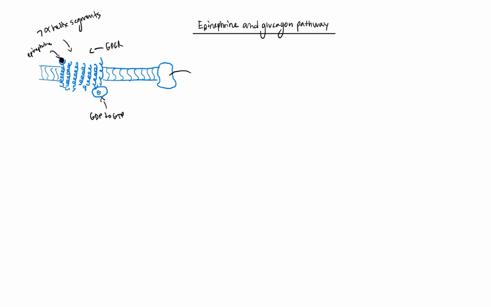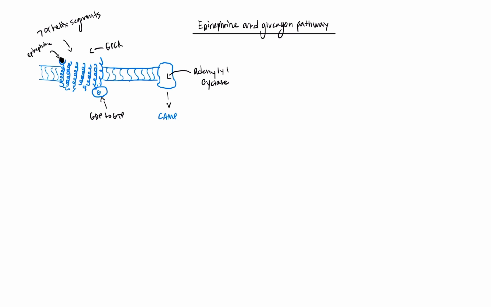Over here next to it, you're going to have its effector enzyme. In this pathway, the secondary messenger that's being produced is cAMP. And what produces cAMP is this effector here called adenylyl cyclase. So this is going to produce your cAMP.